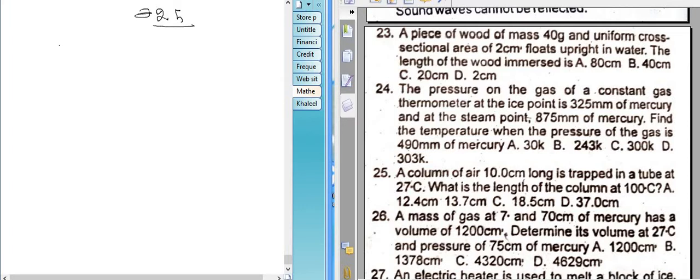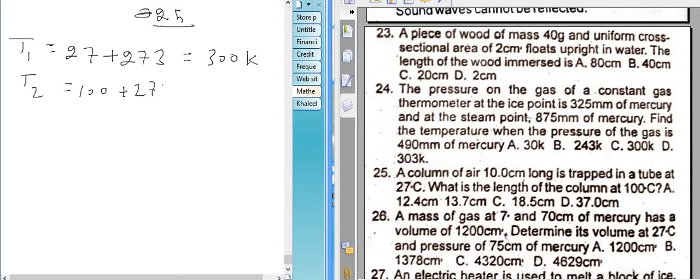We assume a constant pressure and uniform area, meaning the area is constant. So now we have given that T1 is 27 plus 273, which is equal to 300 Kelvin. And again, we have T2, which is 100 plus 273, which is equal to 373 Kelvin.